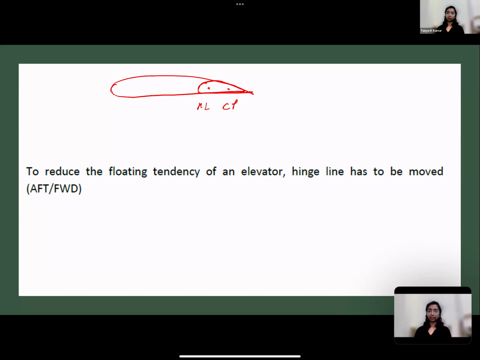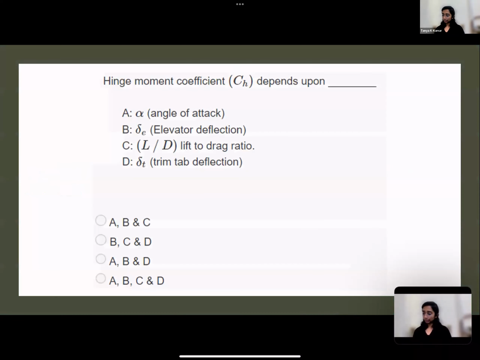Backward. Okay. Can you just tell me if it's towards CP, away from CP? Towards CP. Exactly. So it's aft. If you move your hinge line towards CP, the forces produced, lift and drag at CP, will have less effect on your hinge line, will have less hinge moment. So it will reduce the floating tendency of the elevator. Correct. Now let's get into week 6 questions.